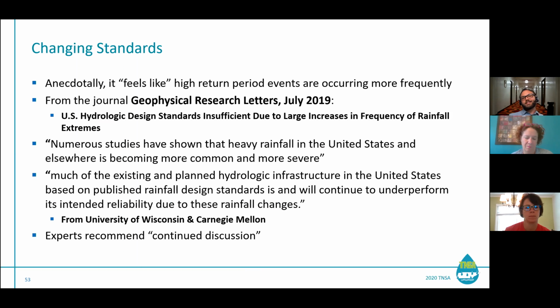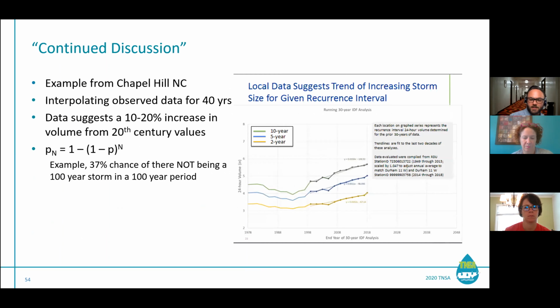And that's somewhat supported by literature that I read published in July of 2019. That study from Wisconsin and Carnegie Mellon claimed that much of existing and planned hydrologic infrastructure in the United States, based on published rainfall design standards, is and will continue to underperform its intended reliability due to these rainfall changes. And they very diplomatically recommend continued discussion. So here's a little of that continued discussion.